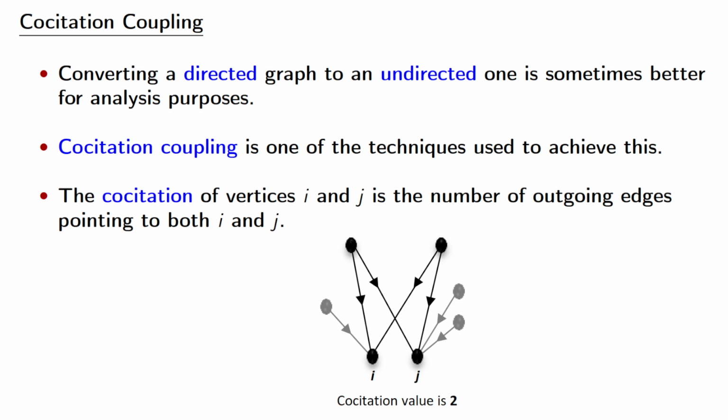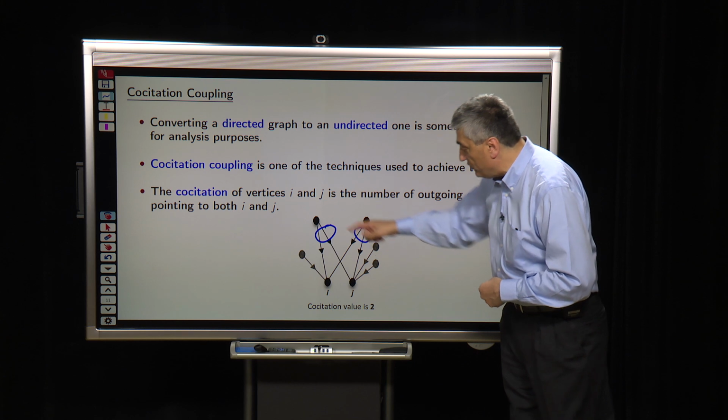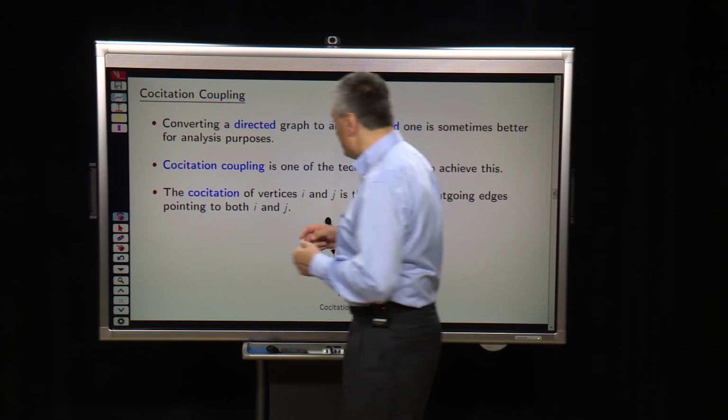Let's look at this particular example, where we have nodes that are pointing to other nodes, again in one direction. So i and j are the two nodes that we're pointing to, and we call the cocitation of i and j the number of outgoing edges that are pointing to both i and j. In this case, this one is coming here, this one coming here. This one is pointing to j, and this one is pointing to i, and the same thing here. So you have two edges that are pointing to both i and j.